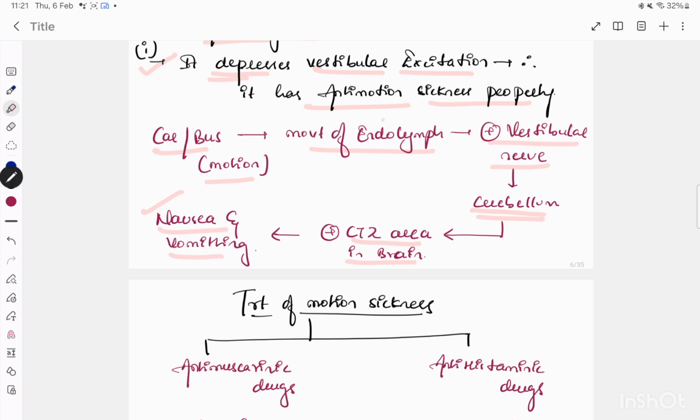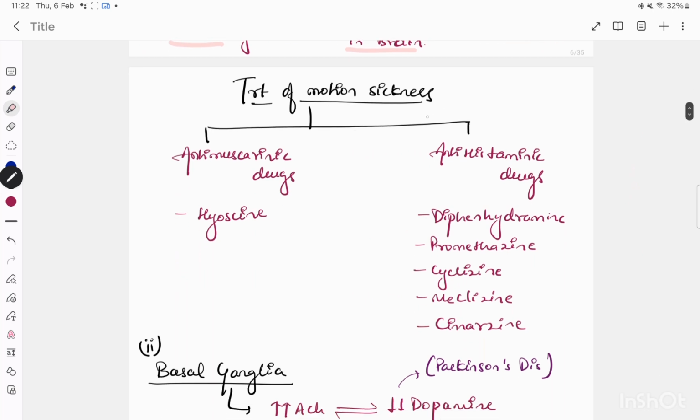In the car or bus, there is movement of endolymph, because of which the vestibular nerve will get stimulated. This signal will go to the cerebellum. This will activate the CTZ area of the brain, and nausea and vomiting will take place. Treatment of motion sickness.